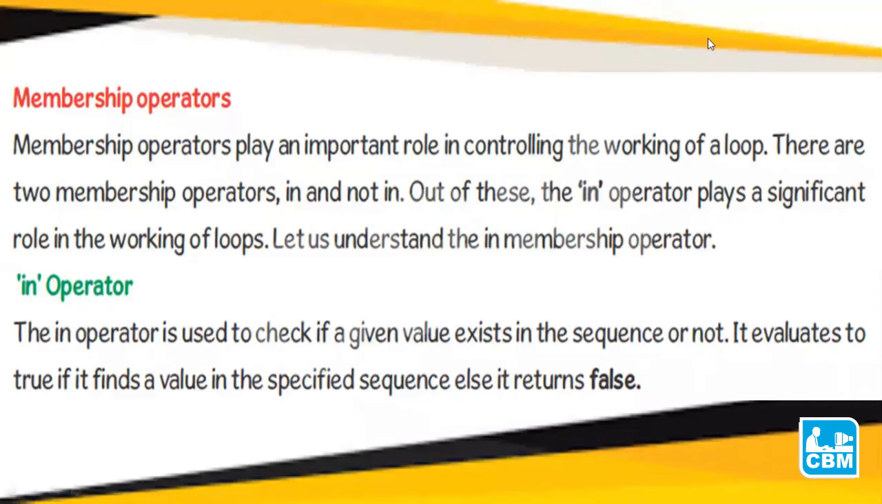Membership operators are important to control the working of a loop. There are two types of membership operators. One is the in operator and the second one is the not in operator. The in operator is used to check if a given value exists in the sequence or not. It returns true if it finds a value in the specified sequence, otherwise it returns false. The not in operator works in exact opposite manner as the in operator.